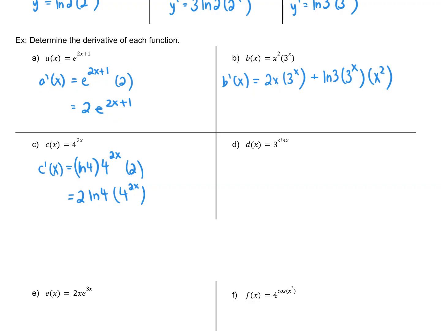Next, we have 3 to the power of sine x, so another chain rule, but now bringing back our trig derivatives. D prime of x is going to be, we're going to start with the outside function, so 3 to the power of something, so ln 3 times 3 to the power of whatever the exponent is, and now time to take the derivative of the exponent, and the derivative of sine is cos.